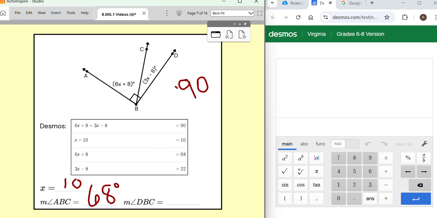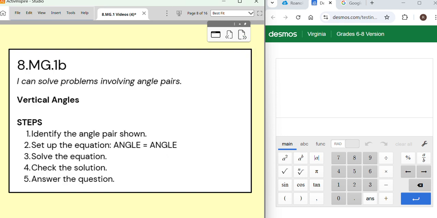Then we have to look at the measure of CBD, or it can be called DBC. And we type that in the calculator here, and it tells us the measure of that is 22 degrees. Okay, we're going to go to the next one.